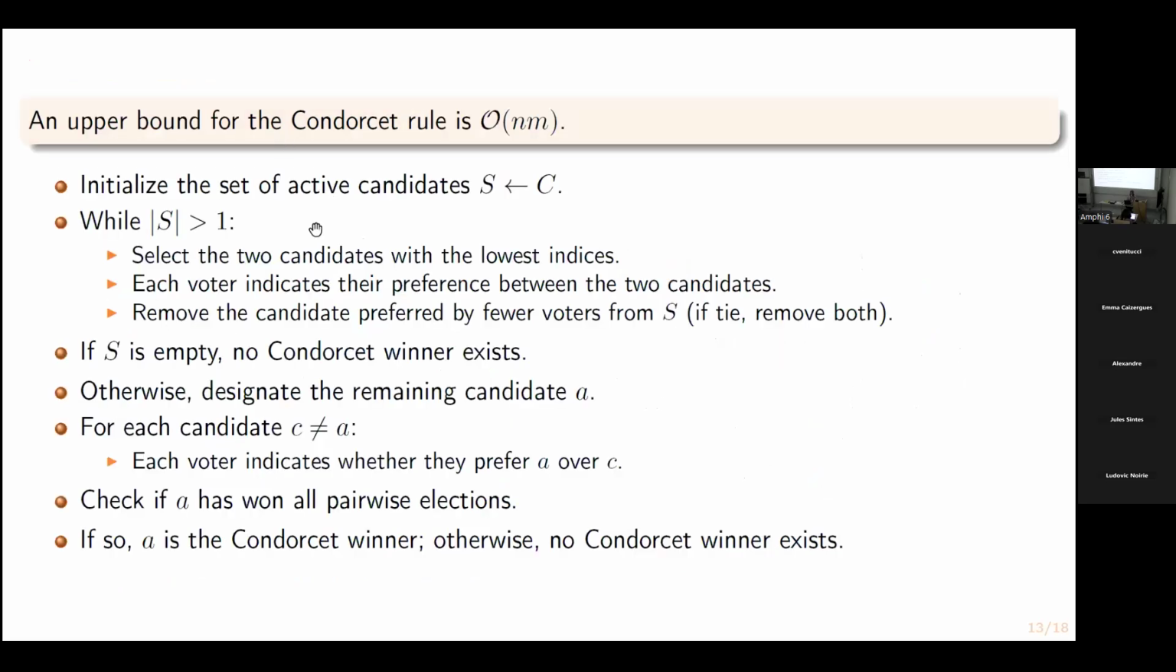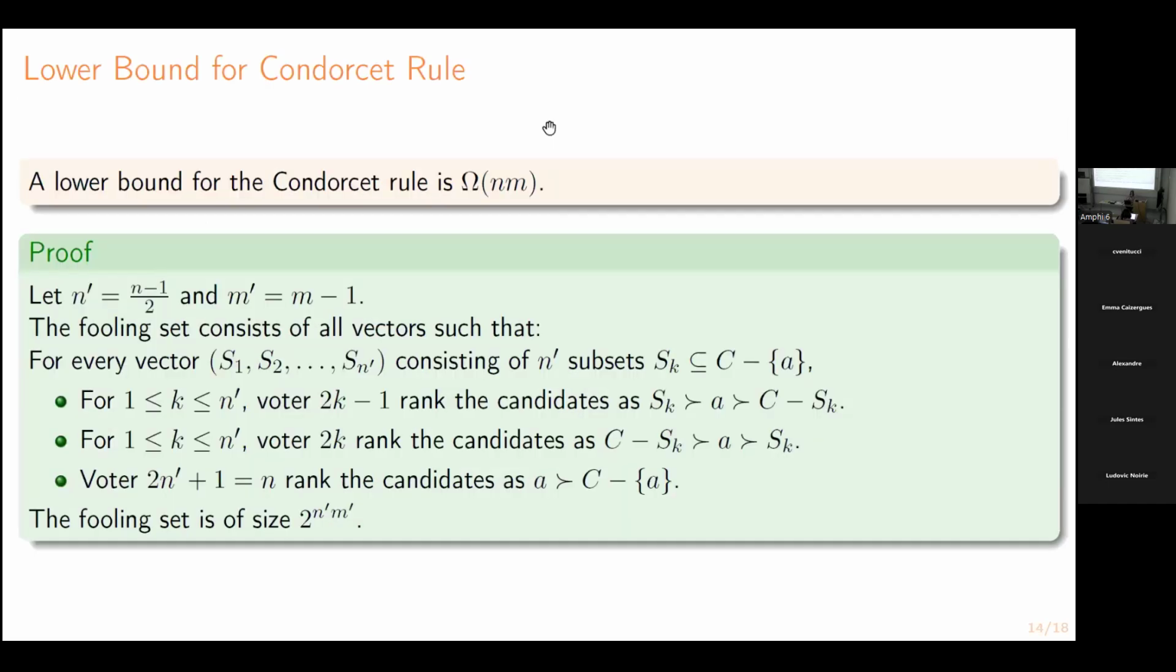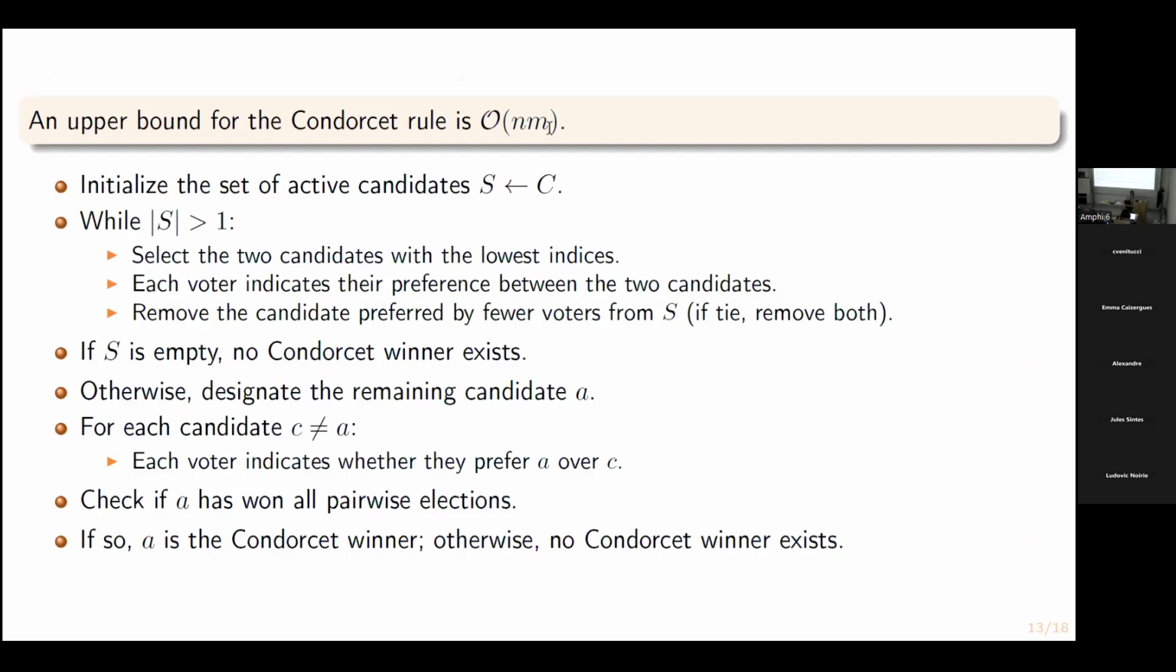Okay, so this is just what I explained, but with the detail. This produces an upper bound of big O of NM, because that's what I told you before. You don't have a log M factor when you exhibit your preference in a pairwise comparison, because it's just one bit saying I prefer 1 or I prefer 2. And there's also a lower bound that is Omega of NM. Again, yes. Can you show the previous slide? Yeah.